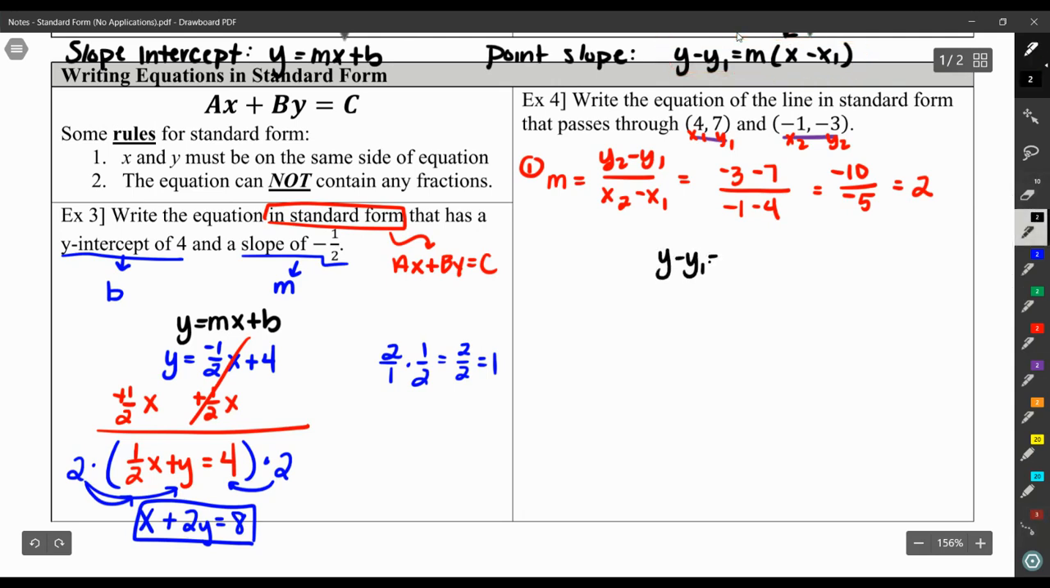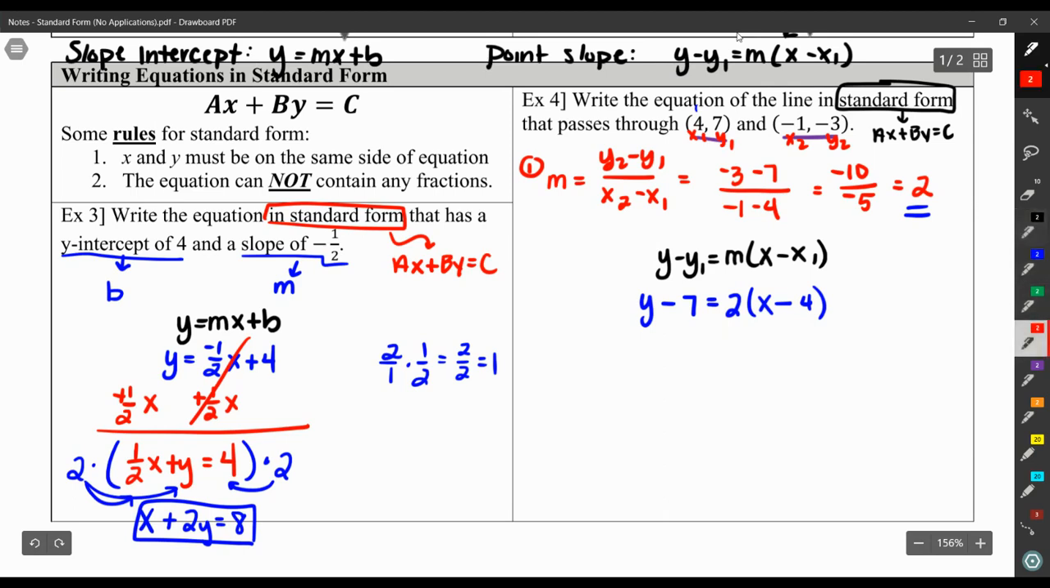So we have y minus y1 equals m times x minus x1. Plug in what we have. So y minus y1, which I labeled y1 as a 7, so I'm just going to keep with it. So y minus 7 equals m of a 2, which we found earlier, times x minus x1, which was a 4. If this had said write it in point slope, we would be done. But since I want it in standard form, we need to have it looking like ax plus by equals c.